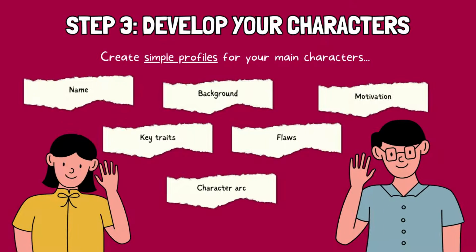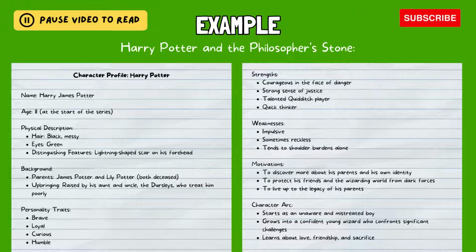Step 3. Develop your characters. Create simple profiles for your main characters, including names, backgrounds, motivations, key traits and flaws, as well as their arc or transformation throughout the story. Here is an example of a simple character profile for Harry Potter in the first book.